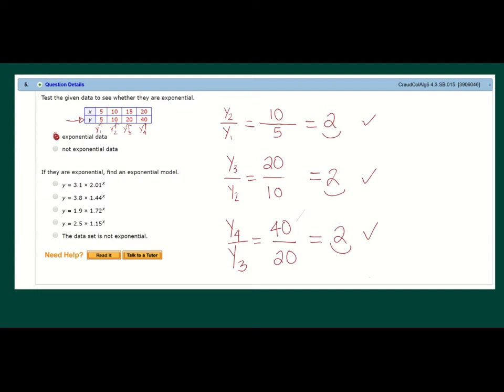So once you find that there is a common ratio, a lot of you are going to be tempted to think that that is your A value. That is not your A value. Just because there is a ratio between the terms, right? That's what tells us this is exponential. It is not what tells us the A value.